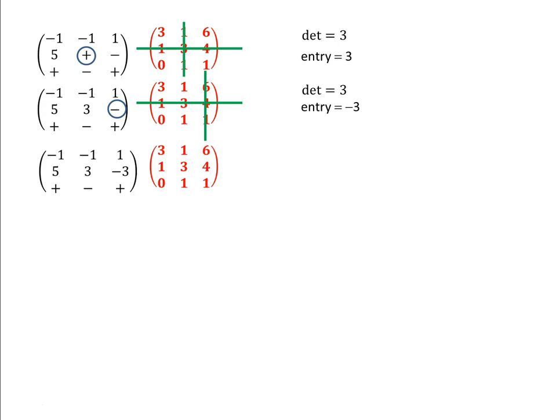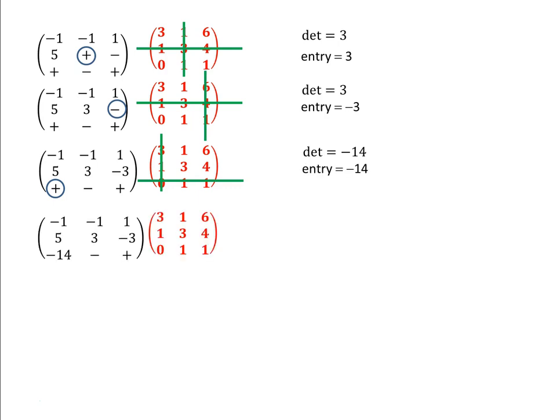Moving on to the first entry in the final row. The determinant of what is left is -14. In the grid matrix, we have a positive, so the entry is going to be the same as the determinant, which is -14.